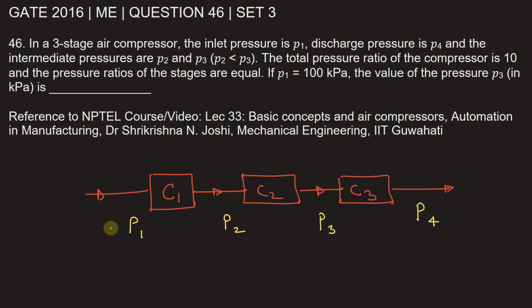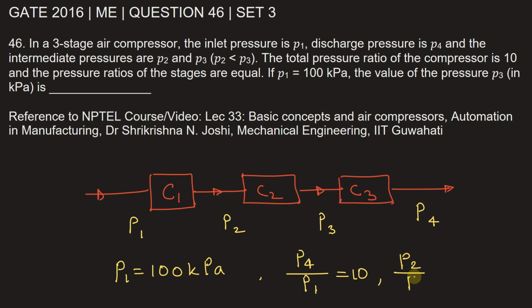Now in the problem, the value of P1 is given, that is 100 kilopascal. Also it is given P4 by P1, that is the total pressure ratio of the compressor, which is equal to 10. Also a very important piece of information is that the pressure ratio of the stages are equal. That means P2 by P1 for compressor 1 is equal to, for compressor 2, P3 by P2, which is equal to P4 by P3. So these are the compression ratios of all the individual compressors, which are equal. So this information is available in the problem.